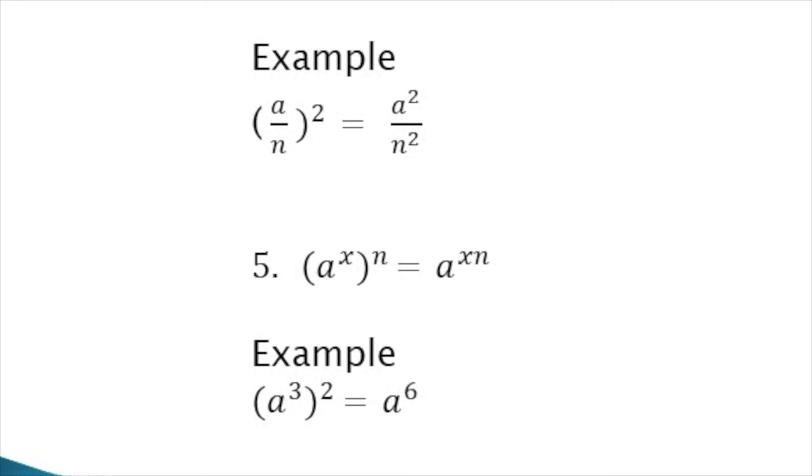Another law. If we have a exponent x in a bracket to the power n, we use exponent n to multiply the exponent of a, which is x. So therefore, we are going to have a to the power xn. Example: if we have a to the power 3 in a bracket exponent 2, we use exponent 2 to multiply exponent 3 of a. We are going to have a to the power 6.